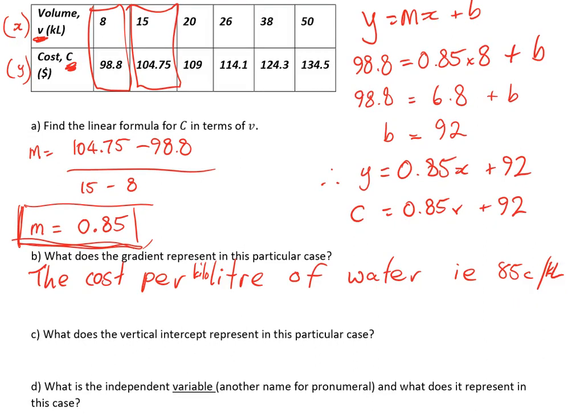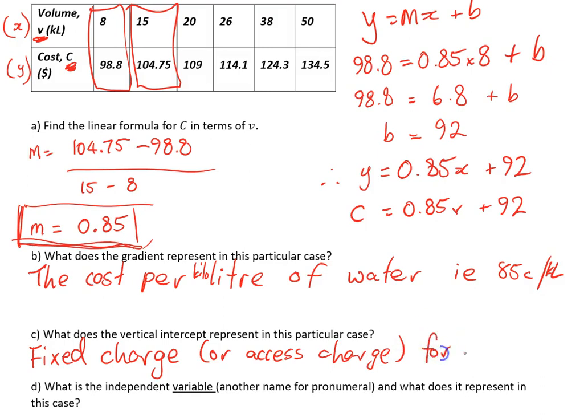Well, that tells me that if I use 0 litres of water, it still costs me $92. So it's sort of like a flat rate, like an access charge, a fixed charge, like an access charge for water supply. Because that $92, the vertical intercept, doesn't change depending on how much water I use.